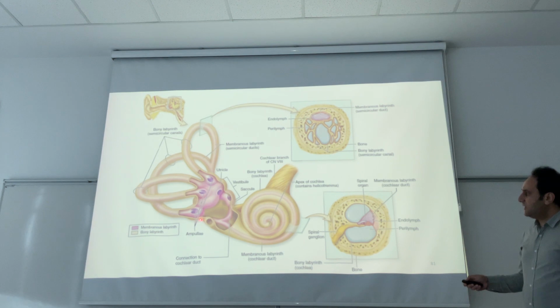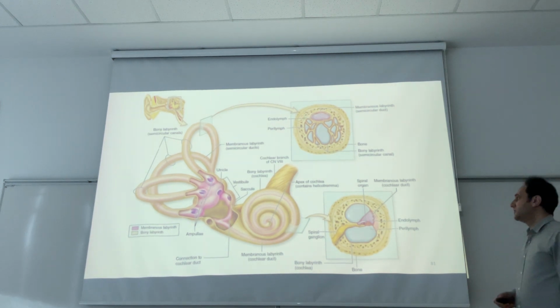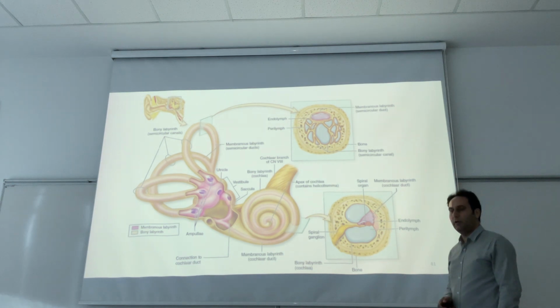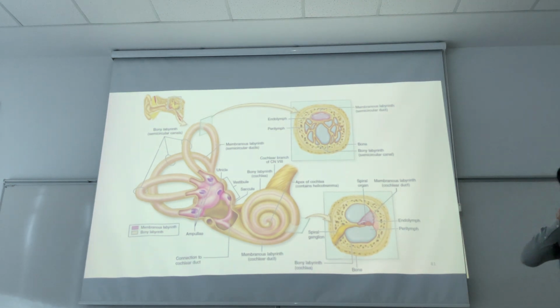In the inner side of the ampullas, we have a structure related with the sensing of the position of the head. And also in the inner side of the utricle and saccule, again we have almost the same structure related with the position of the head and head movement.